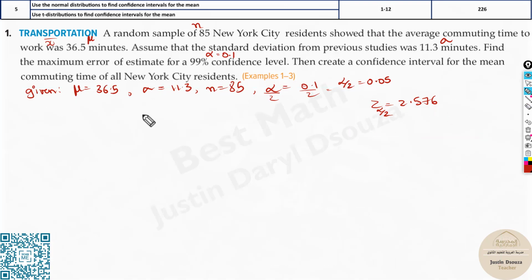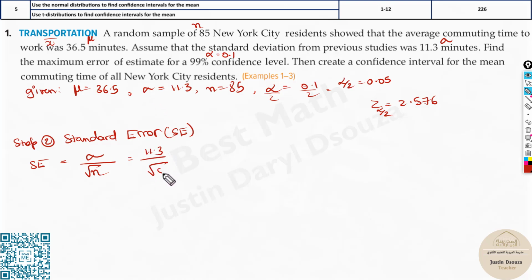Now then, after we have the z value, after we have all this information, there's the next step. This can be considered all as step 1. So step 2 would be standard error. I'll just write it as SE so it's easy to write. Standard error is basically standard deviation divided by square root of n. We have done this before, in question 19 or 20. So we just plug in the values here. Sigma is 11.3 divided by square root of 85.